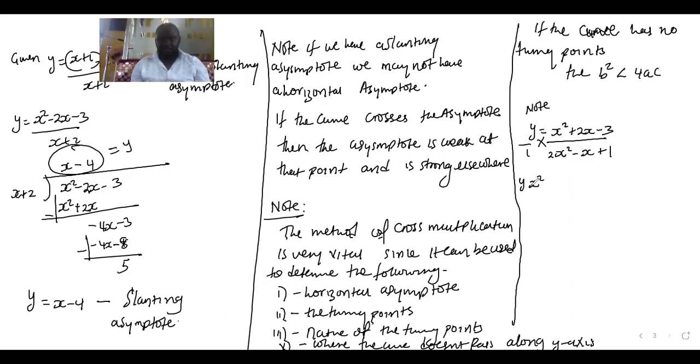Let me have this one as 2. Then we shall have 2y x squared minus y x plus y is equal to x squared plus 2x minus 3. When you collect like terms, you will have (2y minus 1) x squared minus (2 plus y) x plus y plus 3 is equal to 0. This is our quadratic in x.